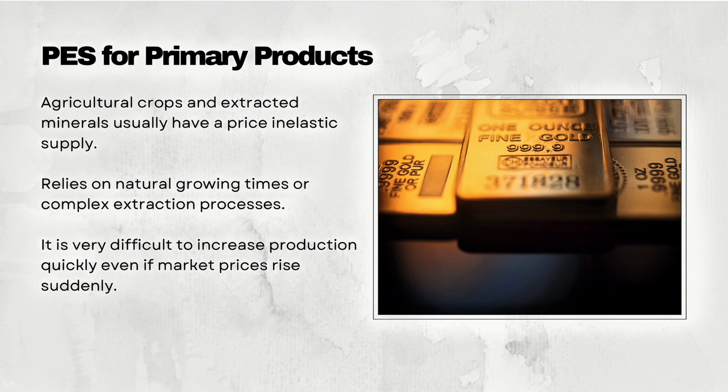And in the case for price elasticity of supply for primary products, examples such as agricultural crops and extracted minerals usually have a price inelastic supply, as this will rely on natural growing times or complex extraction processes. It is very difficult to increase production really quickly, even if the market price was to rise suddenly. At the time of this recording, the price of gold is $4,536 per ounce. If the price of gold increased to $20,000 per ounce, the supply of gold won't increase much due to its complex extraction processes.